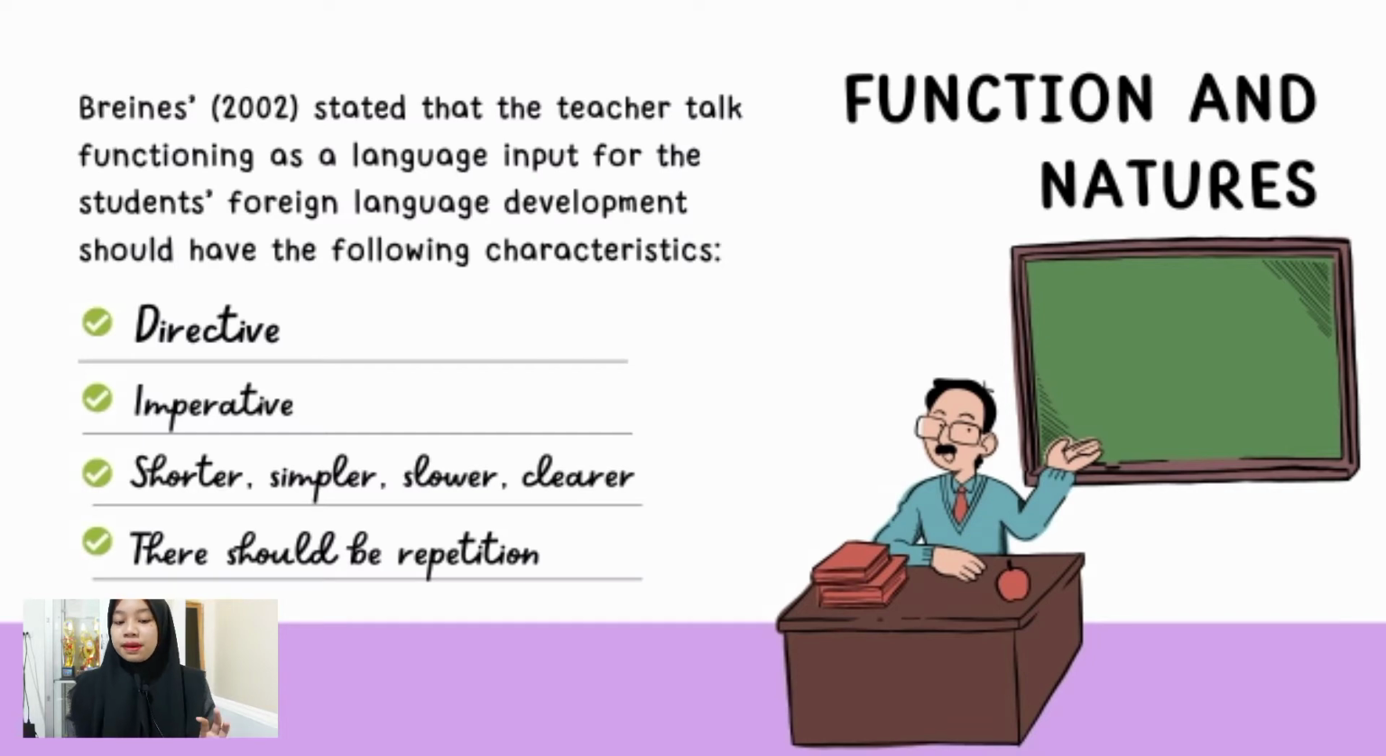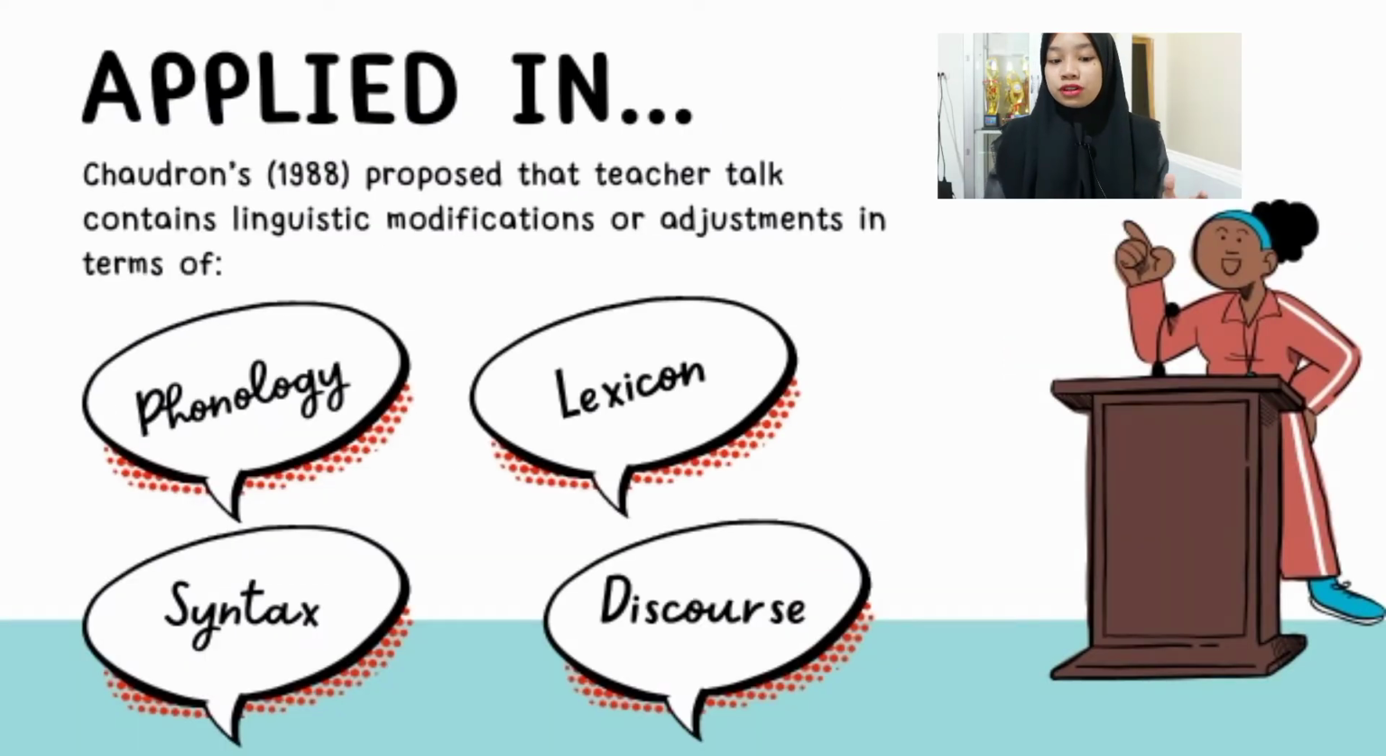And there must be repetition. Repeat the important points if necessary, or the teacher could give more emphasis on important points. Chaudron 1988 proposed that teacher's talk contains linguistic modifications or adjustments in terms of phonology, lexicon, syntax, and discourse.